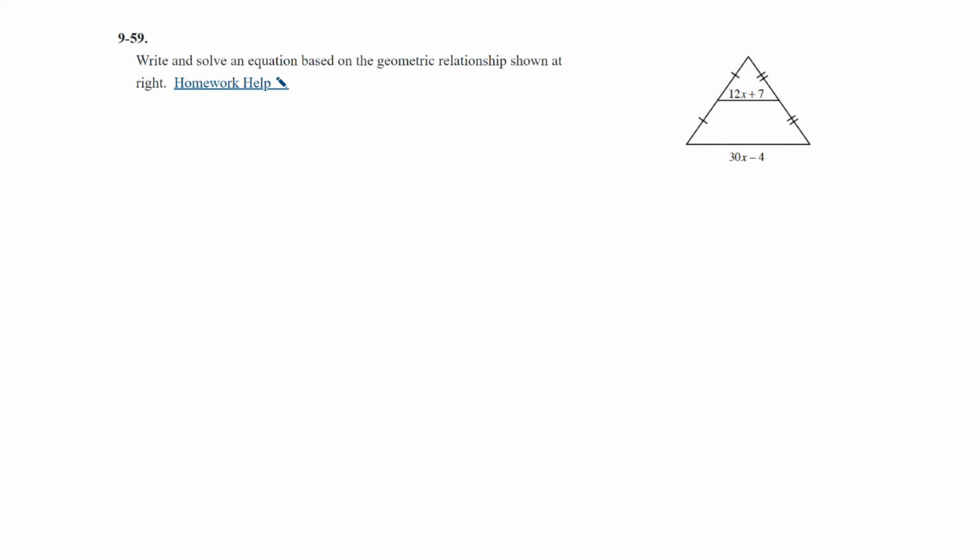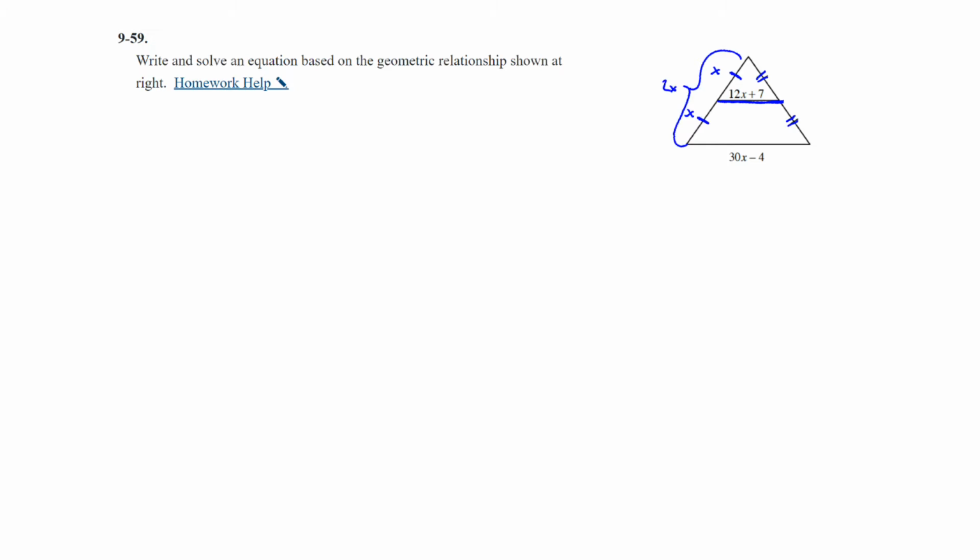Question 59, write and solve an equation based on the geometric relationship shown at the right. So this length is equal to this one, and then on this other triangle, those two side lengths are congruent, which means this line segment right here is halfway in between those side lengths. So in terms of the ratio, if this is x, then this whole thing would be 2x. So it's double what that triangle is on top.